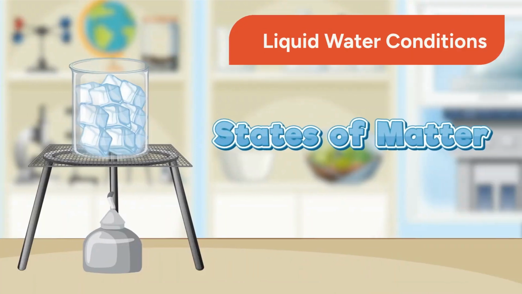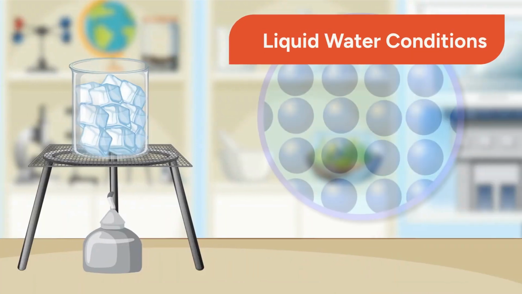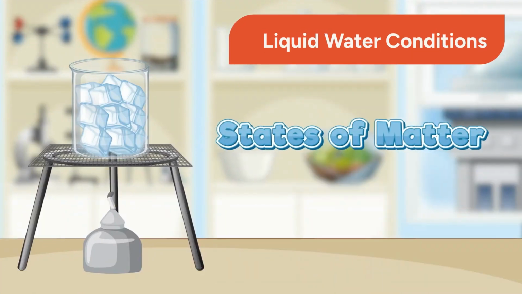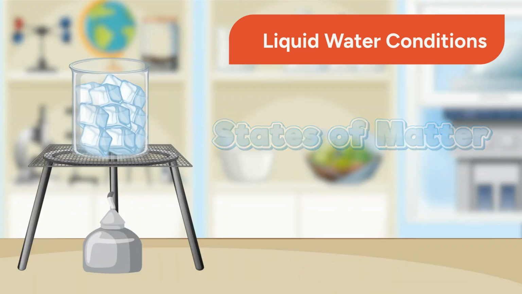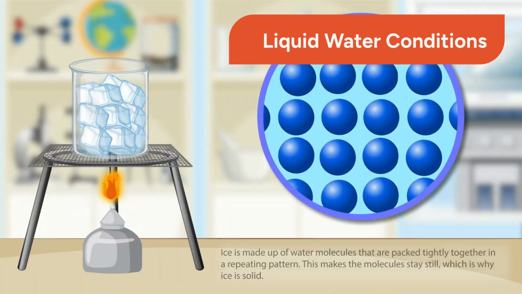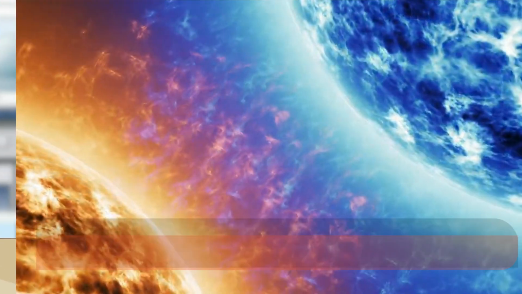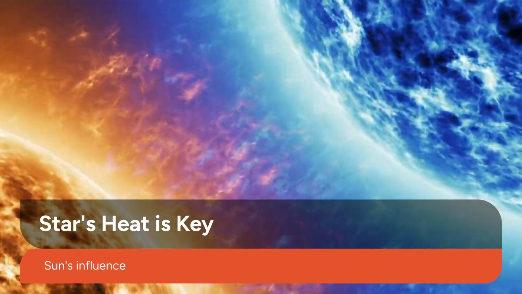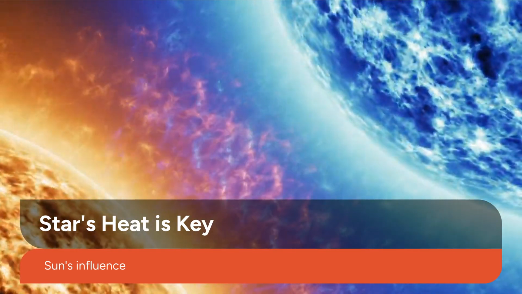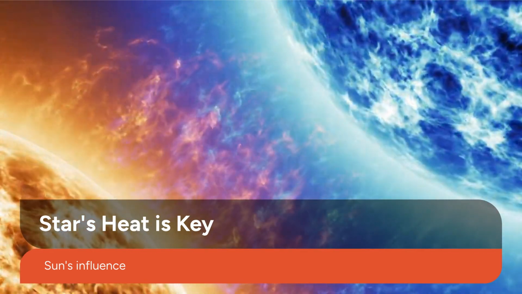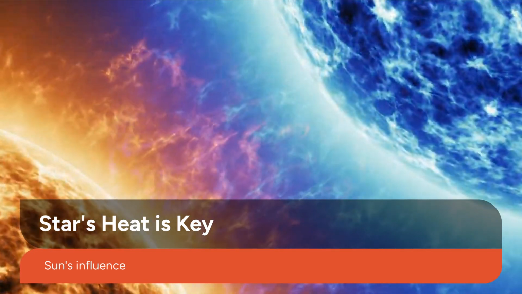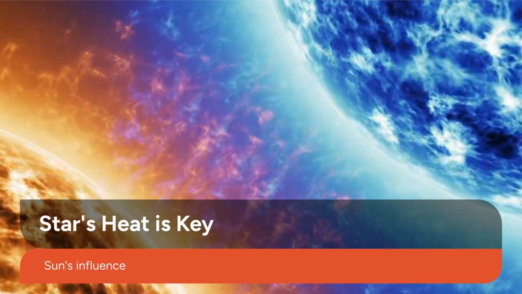If a planet is too close to its star, the water would boil away into vapor. If it's too far, the water would freeze solid. Only in the Goldilocks zone is the temperature just right for water to remain in its liquid state. The size and location of a star's Goldilocks zone depend on the star's heat and luminosity. Hotter stars have larger, more distant Goldilocks zones, while cooler stars have smaller, closer ones.